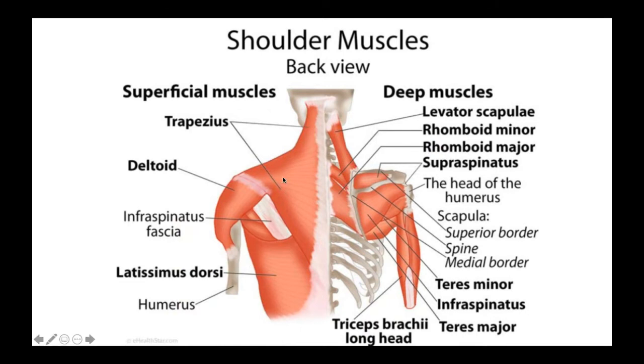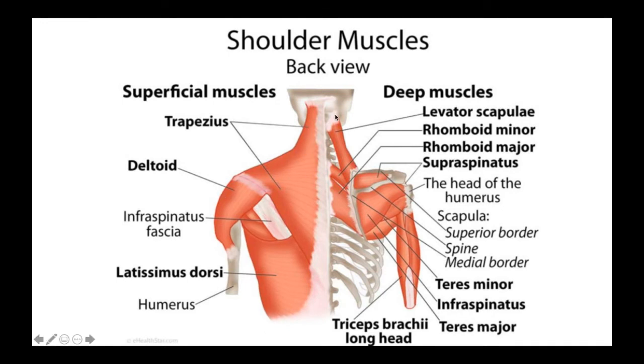Okay, upper fibers of the traps, middle fibers of the traps, lower fibers of the traps. Upper fibers elevate the scapula, middle fibers retract or adduct the scapula because the scapula is moving towards the midline, toward the spine, and the lower fibers depress, right? If the upper fibers elevate, lower fibers depress. Here's the posterior delt, shoulder extensor, middle delt, shoulder abductor, anterior delt, shoulder flexor.